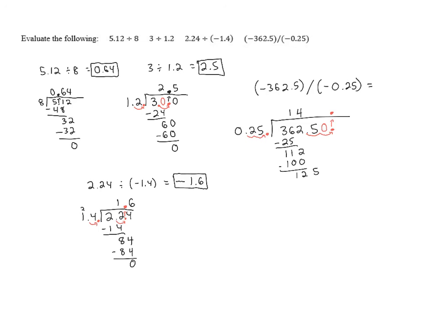25 goes into 125 5 times. And in fact, 5 times 25 is 125. And we're left with 0. However, we still have another 0 to bring down. And 25 goes into 0 0 times. We need that 0 so that the decimal point is in the correct place. And now we've got 1,450, which we said was positive, and so that is our final answer.